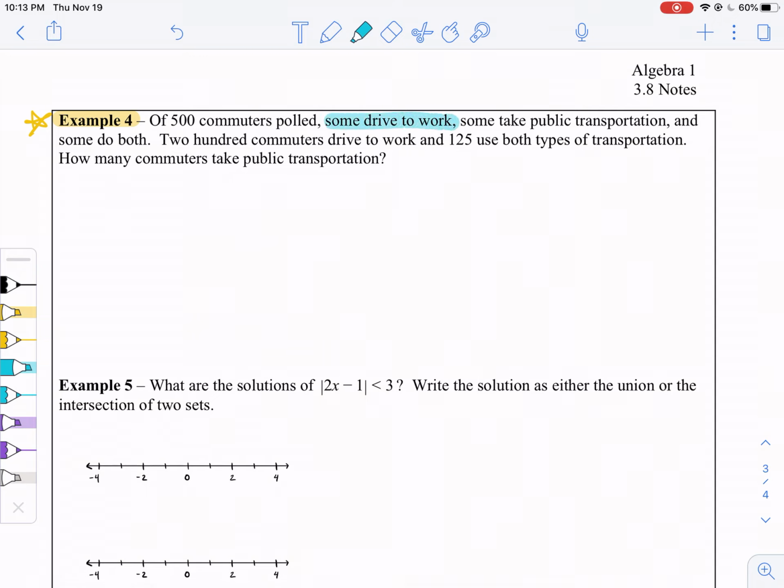Some drive to work, some take public transportation, and some do both. 200 commuters report that they drive to work, and 125 use both types of transportation. So how many commuters take public transportation? Okay, well, let's draw it out. Let's visualize it.